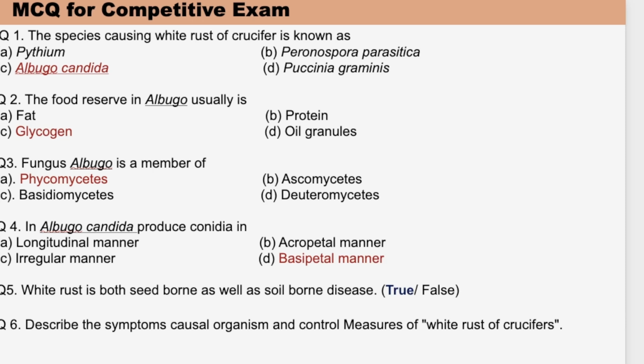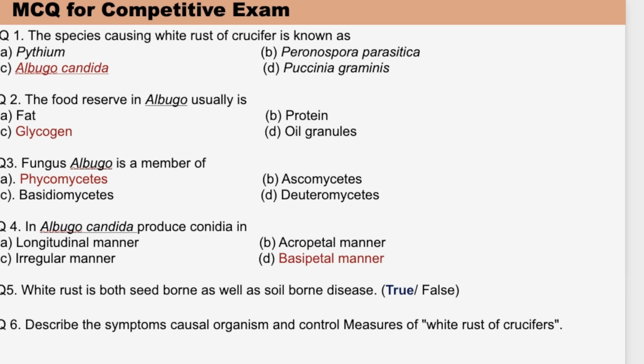If you see the classification, you will find that in the earlier classification, the fungi had been classified into Phycomycetes, Ascomycetes, Basidiomycetes, and Deuteromycetes. In Phycomycetes, all the fungi in which the mycelium is aseptate and coenocytic type are considered to be Phycomycetes members, right? So Albugo is a member of Phycomycetes. Then Albugo candida produces conidia in basipetal order, right? So these types of questions you can find.